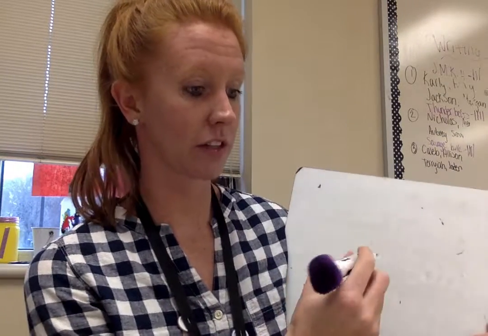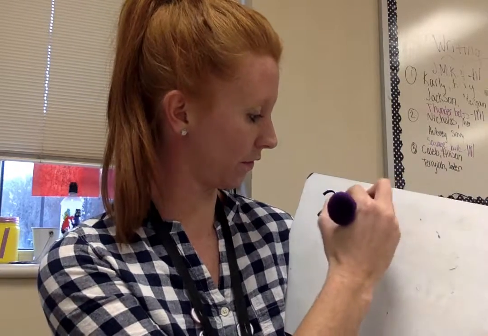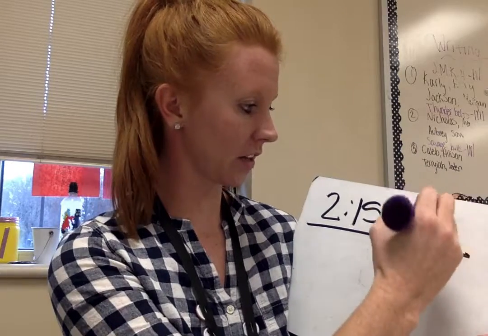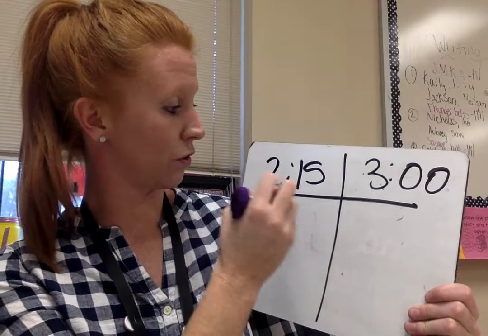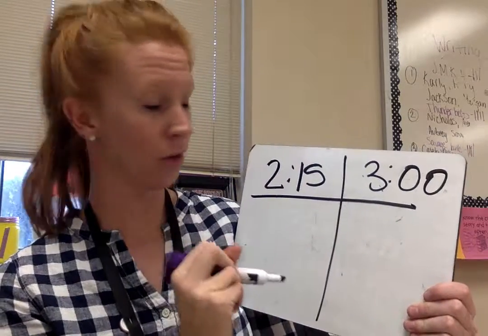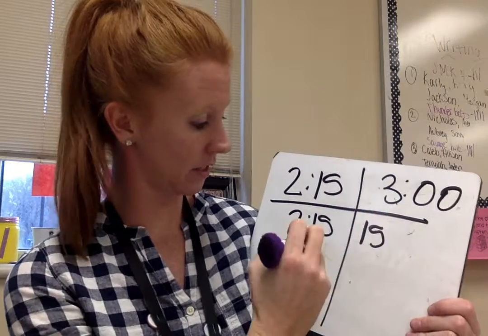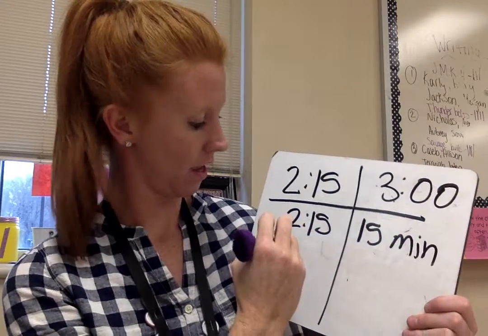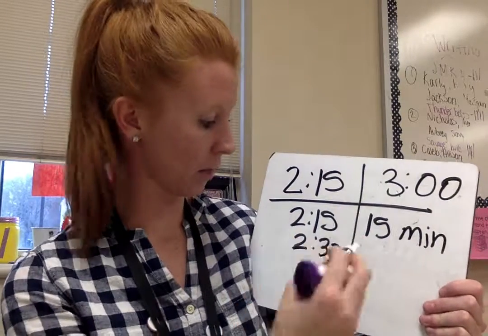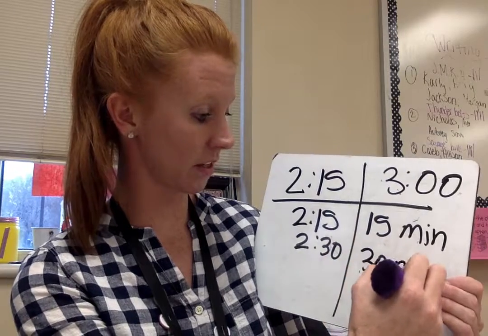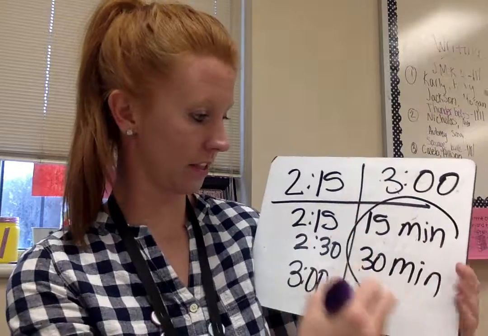All right, so Kim's practice began at 2:15 and it ended at 3 o'clock. We need to know the elapsed time, or time in between. So I'm going to write 2:15. I can jump 15 minutes and I'll get to 2:30. I need to get to 3 o'clock, so I'm going to jump another 30 minutes, and I'll get to 3 o'clock.